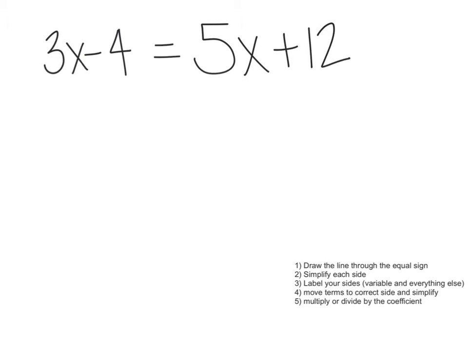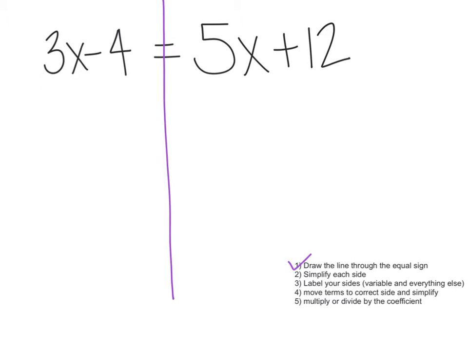For day 2 of solving equations, we continued what we had worked on Wednesday, but we are now adding in where we have variables on both sides. So we're still going to continue the same process. The first thing we're going to do is draw our line through both sides of our equation. Step 2, we need to simplify each side.